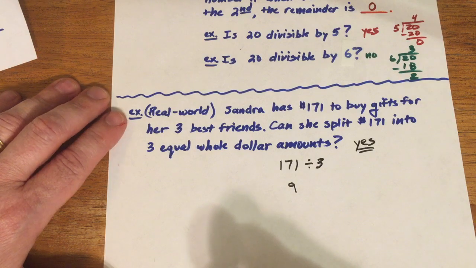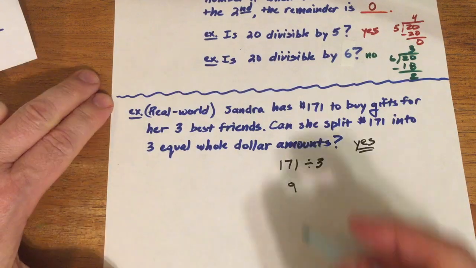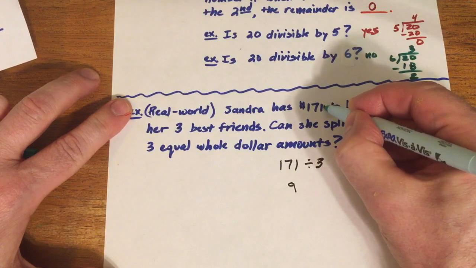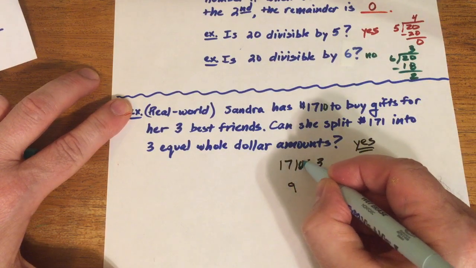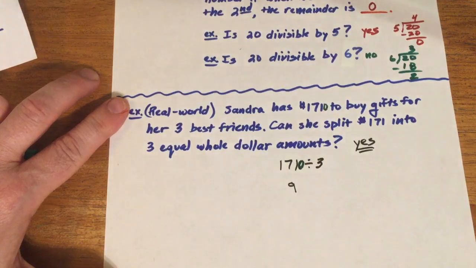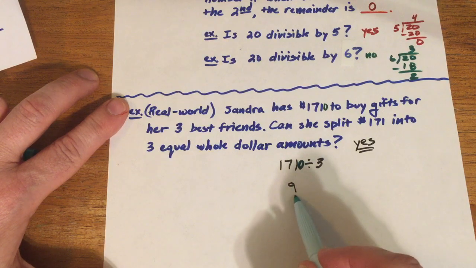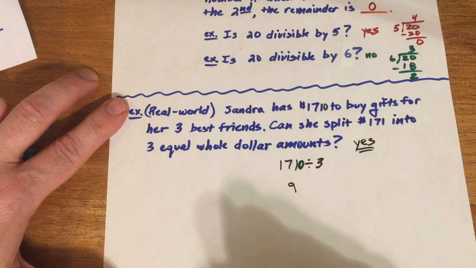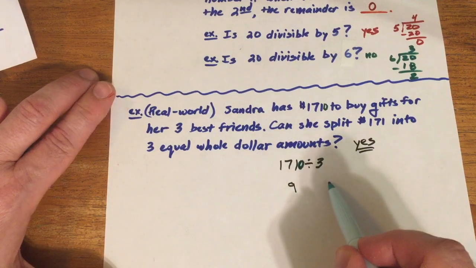Suppose that Sandra was wealthy, and suppose that this problem involved not $171, but $1,710. Does that change our answer? Well, the 0 doesn't change the total of 9, so the answer would still be yes. And you can have all kinds of fun with this sort of divisibility rule.